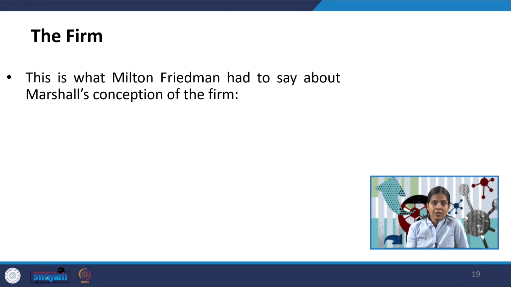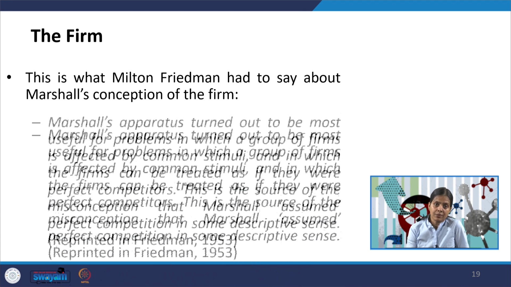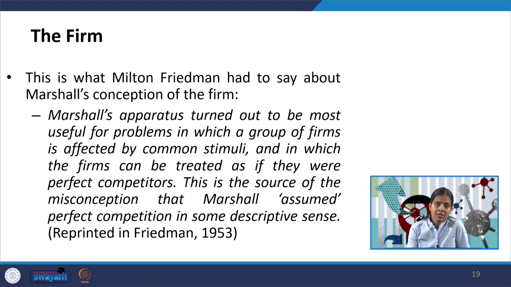This is what Milton Friedman had to say about Marshall's conception of the firm. Marshall's apparatus turned out to be the most useful for problems in which a group of firms is affected by common stimuli and in which the firms can be treated as if they were perfect competitors. This is the source of the misconception that Marshall assumed perfect competition in some descriptive sense.